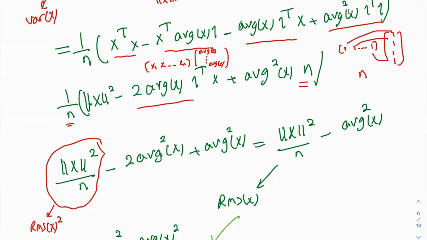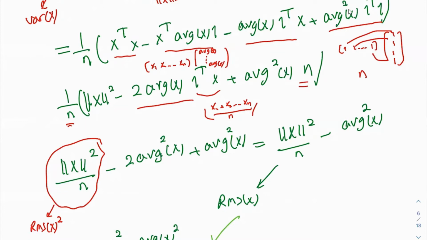We had 1 average here, right? It's good for people to become really familiar with these terms. 1 transpose x. I explained this numerous times. What is 1 transpose x? It's a sum of the elements of x, right? The sum of the elements of x is 1 transpose x. It is x1 plus x2 all the way to xn. But wait, there is 1 over n here. So we get average of x. When you multiply average of x by another average of x, you get average of x square.